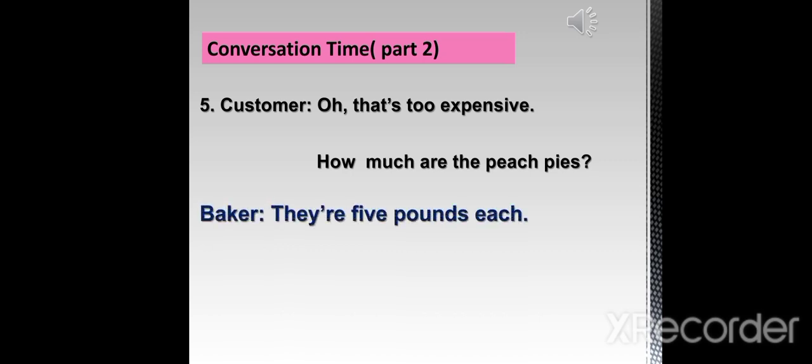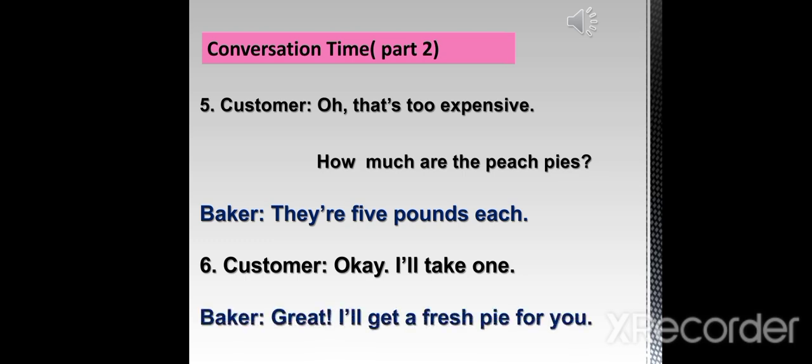How much are the peach pies? Peach pies. They're 5 pounds each. Okay, I'll take one. Great. I'll get a fresh pie for you.